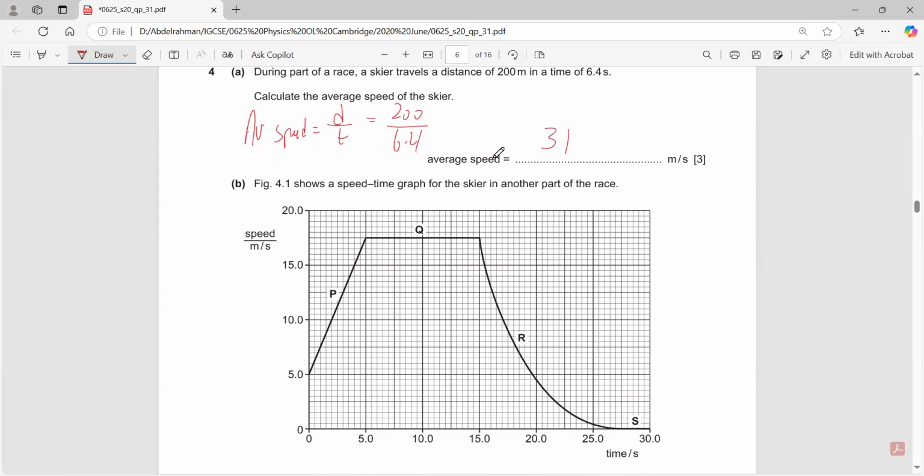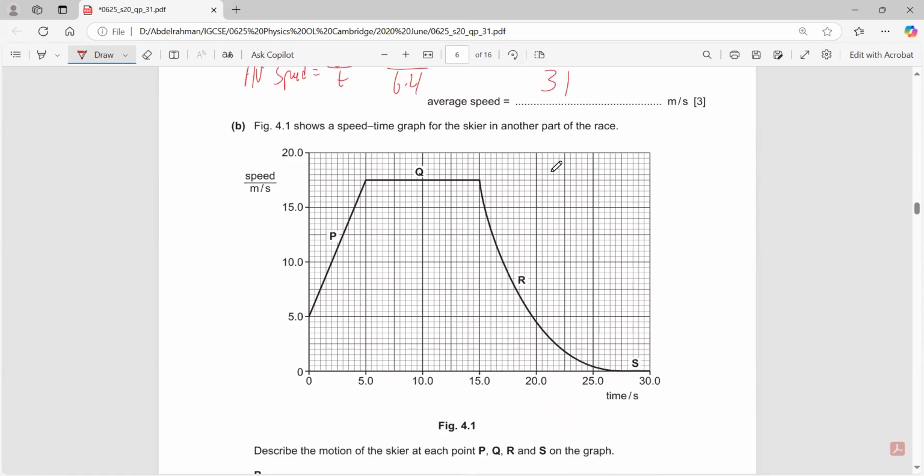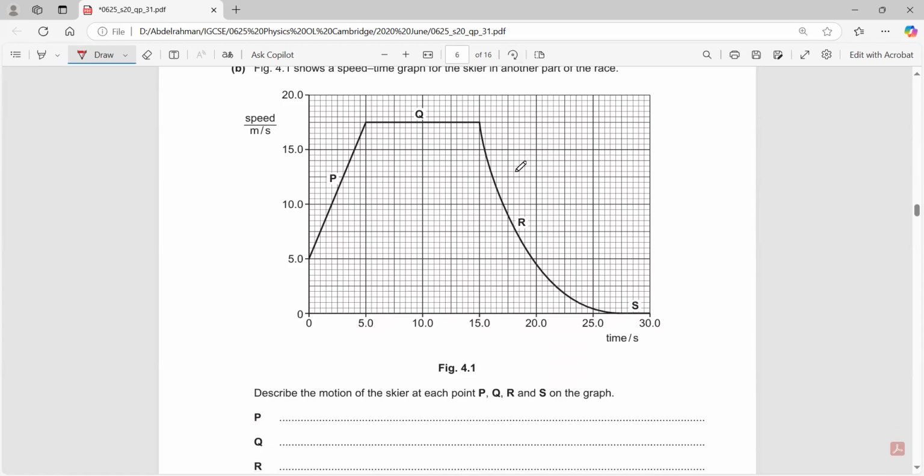We have a speed time graph for a skier in another part of the race. Describe the motion of the skier at points P, Q, R, and S. 4 different points. What is happening at P? What's happening to his speed? This is a speed time graph. The speed is increasing. He is accelerating. Constant acceleration. Yes, excellent.